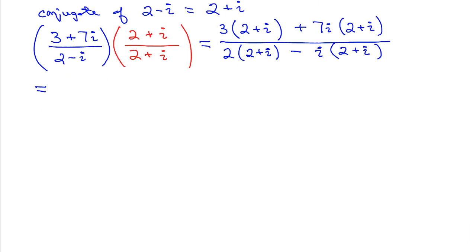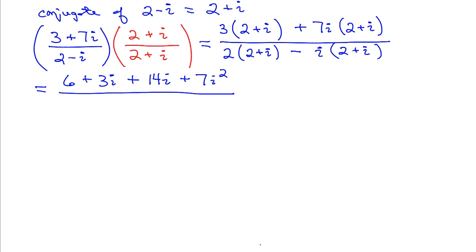And then distribute. 3 times 2 is 6. 3 times i is 3i. 7i times 2 is 14i. 7i times i is 7i squared. On the bottom, we have 2 times 2 is 4. 2 times i is 2i. Negative i times 2 is negative 2i. And then negative i times i is negative i squared.